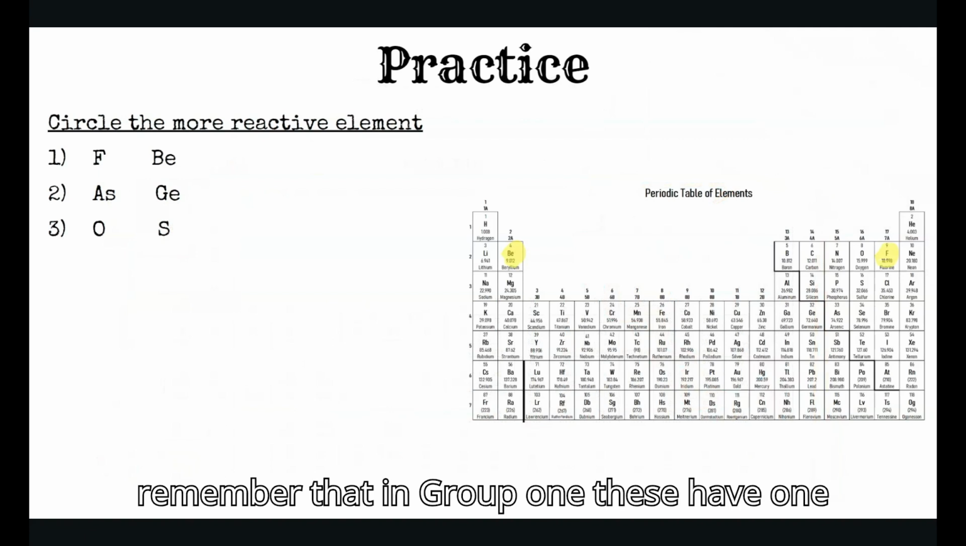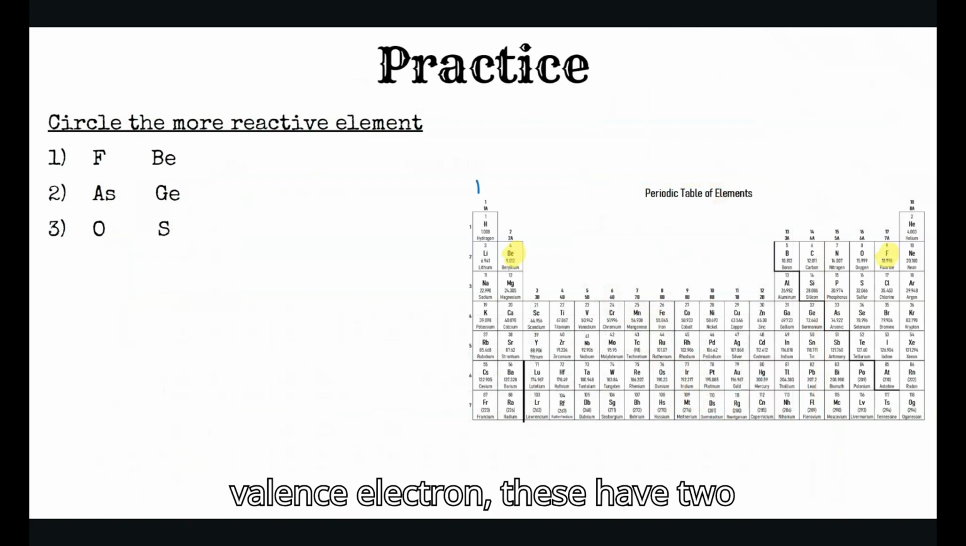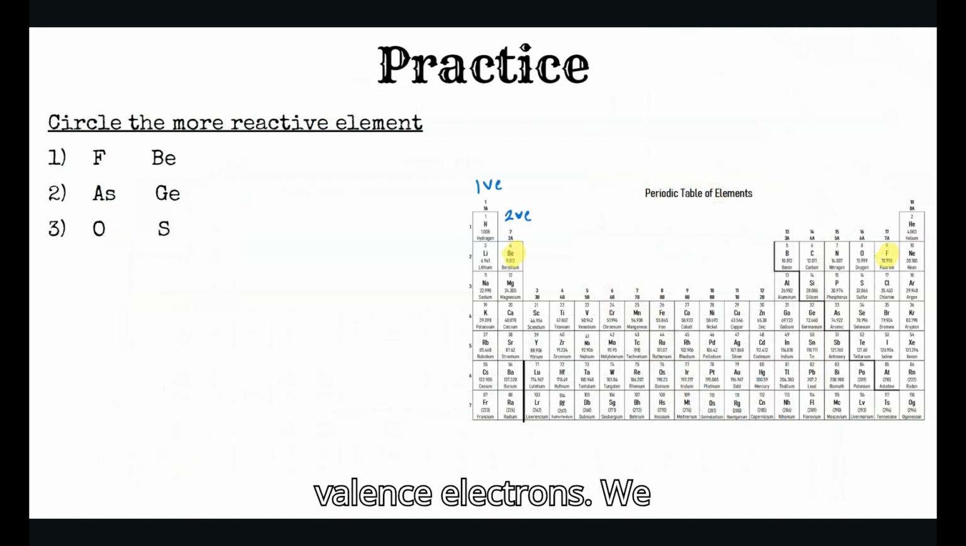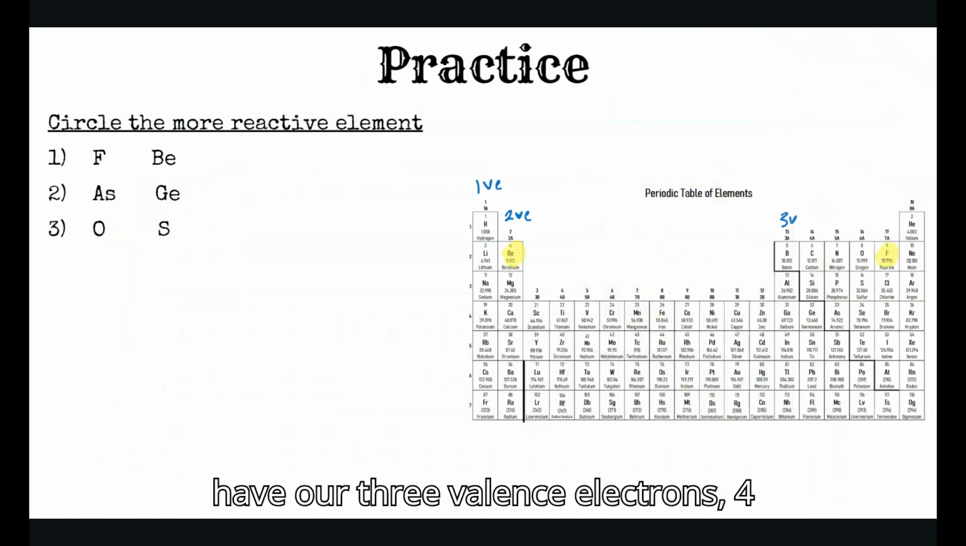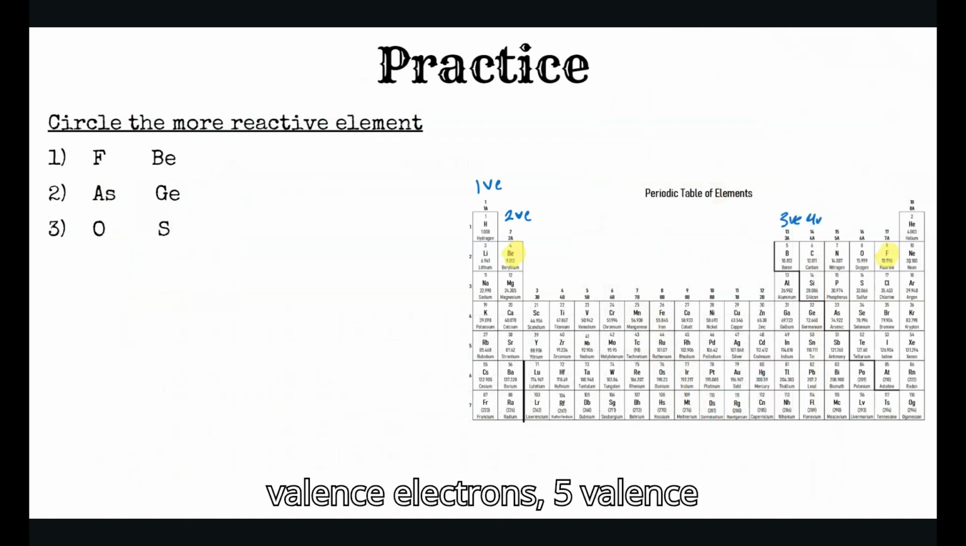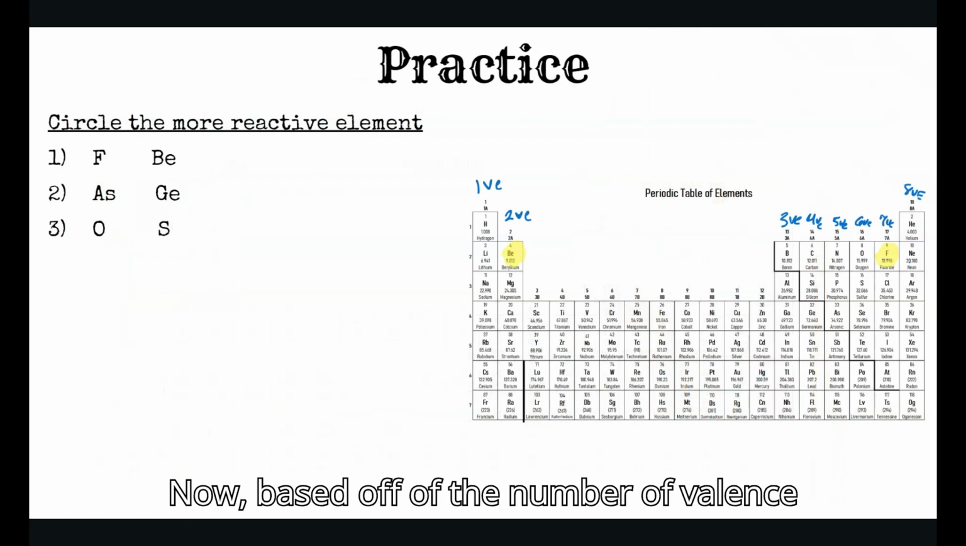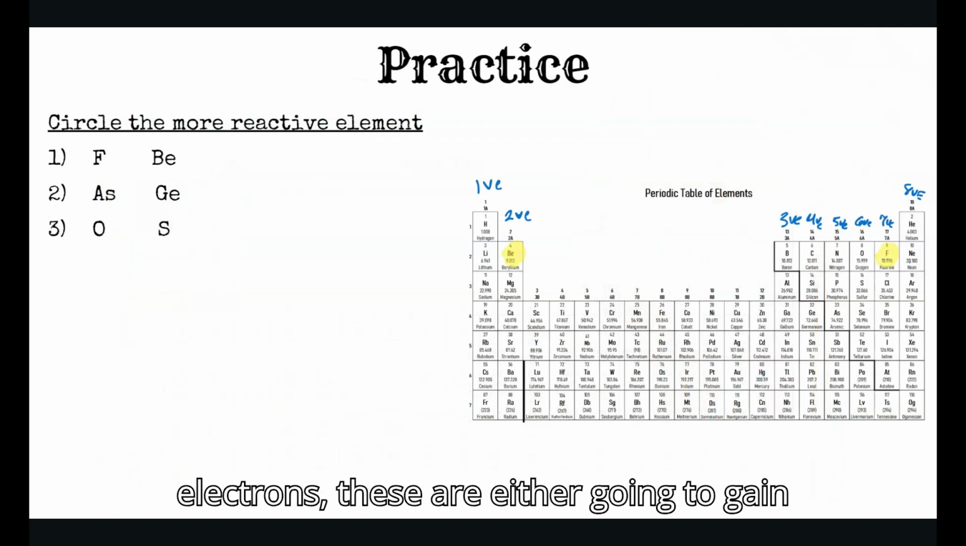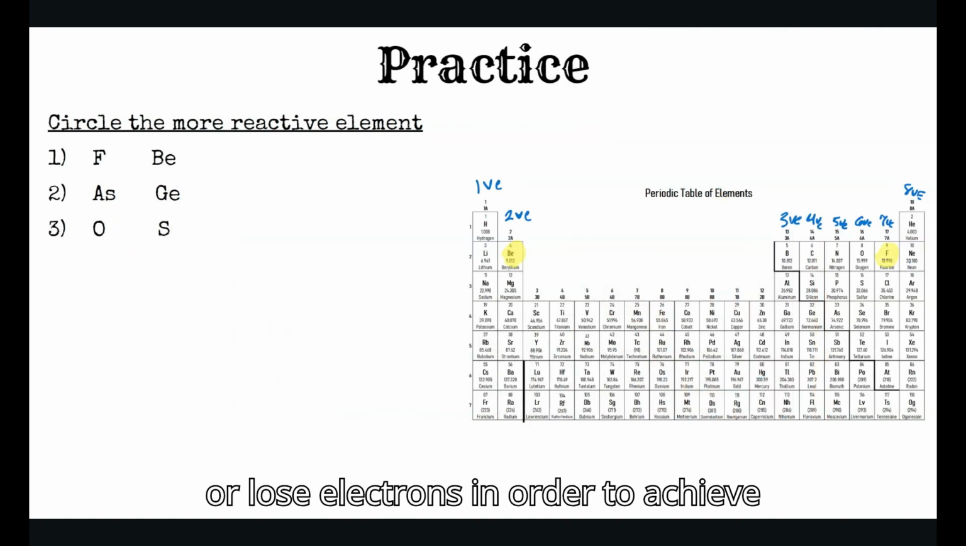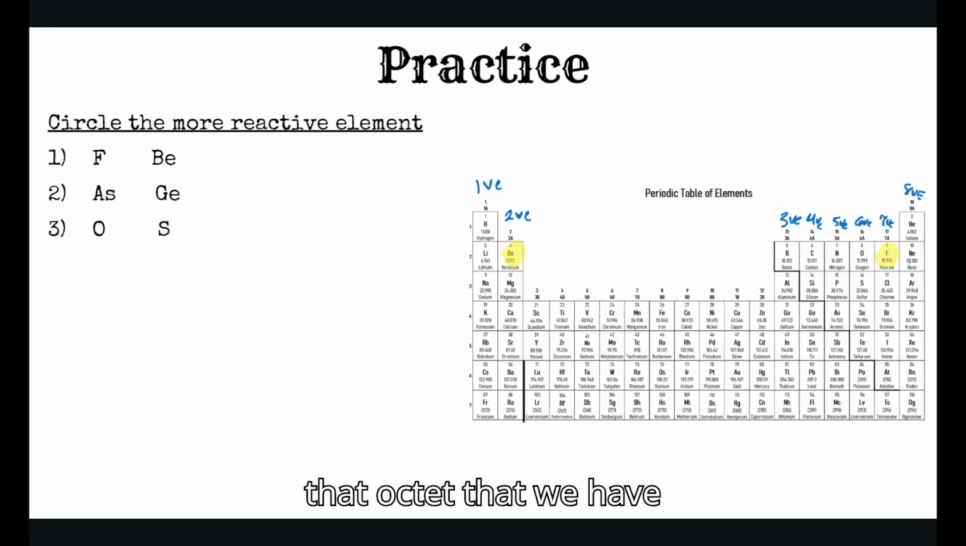So remember that in group one, these have one valence electron. These have two valence electrons. We have our three valence electrons, four valence electrons, five valence electrons, six valence electrons, seven valence electrons, and eight valence electrons. Now, based off of the number of valence electrons, these are either going to gain or lose electrons in order to achieve that octet that we have.